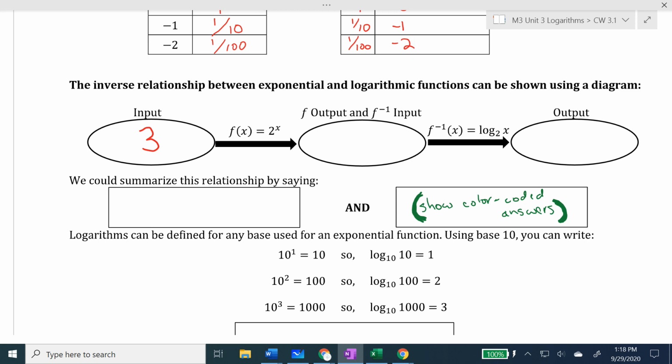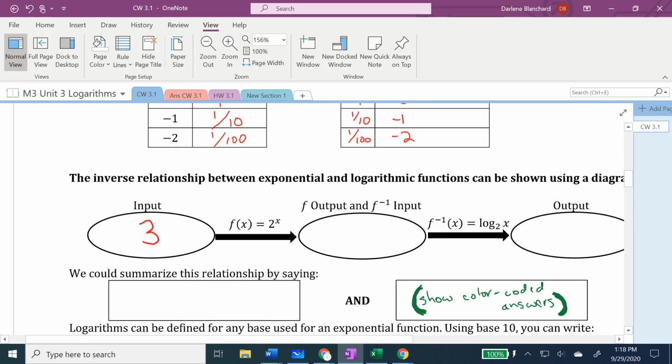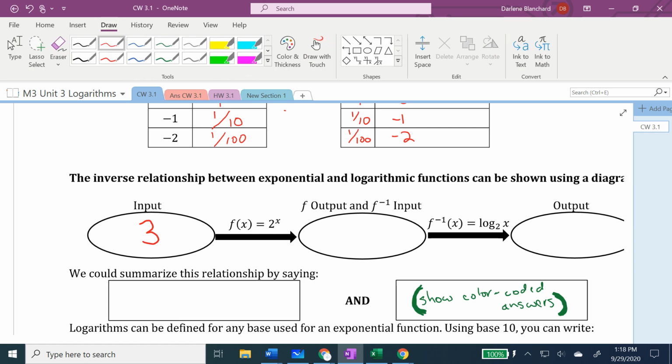What I want you to see is there are a lot of different inputs. I actually need to have my draw ready. Come on, draw. Okay. This input is basically any x that I choose, and I'm putting it into the function 2 to the x. If I input a 3 into the function 2 to the x, what comes out of it? Yes.